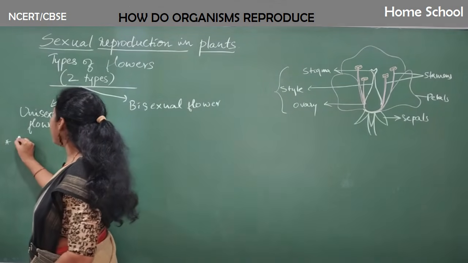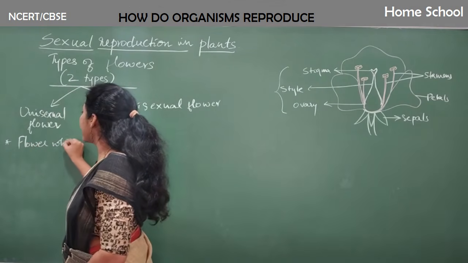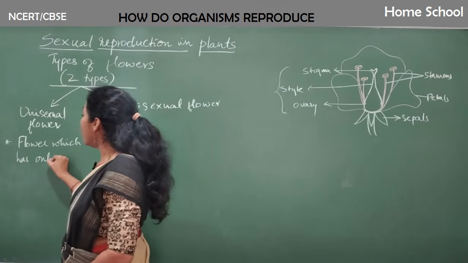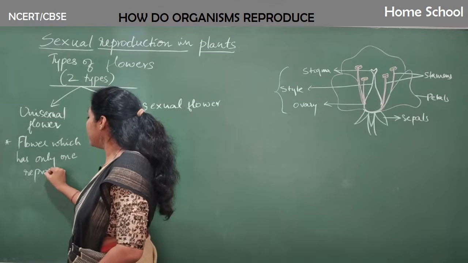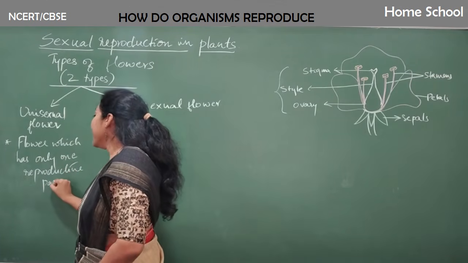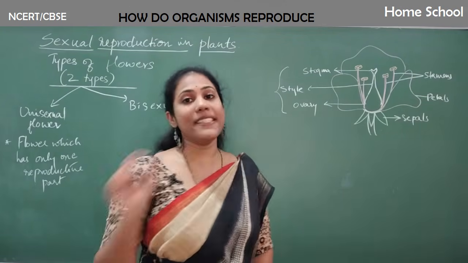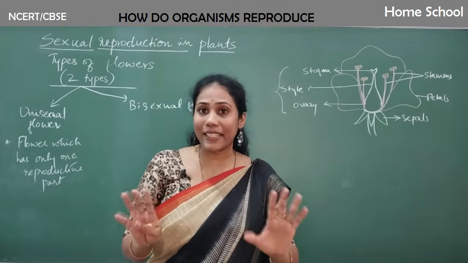The flower which has only one reproductive part. Either stamen would be there or pistil would be there. Only one would be there. Both will not be there in a flower.